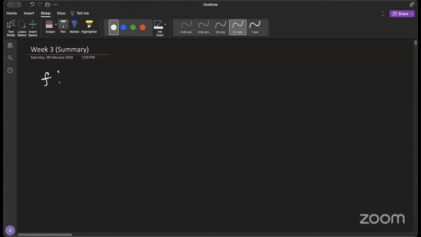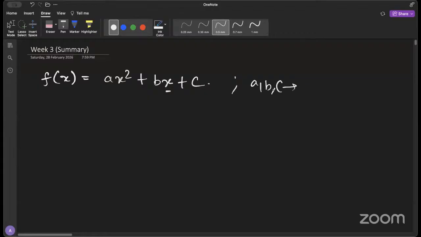A quadratic function looks like this. This is the general form of a quadratic function where x is the variable and a, b, c are called coefficients of the terms x squared and x, and they are arbitrary. That means you can choose them once and then fix them, and that will give you a unique quadratic equation. This is a quadratic function.